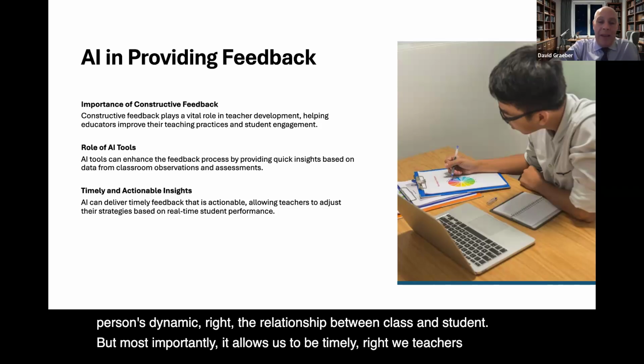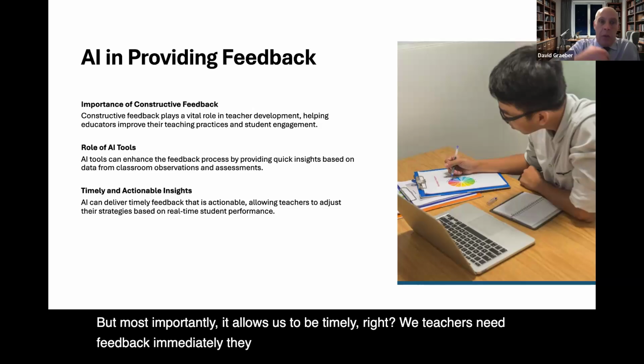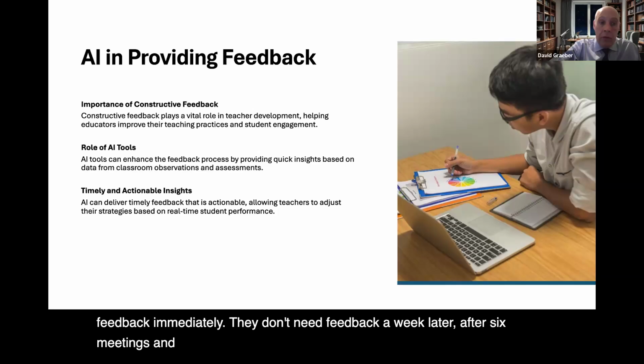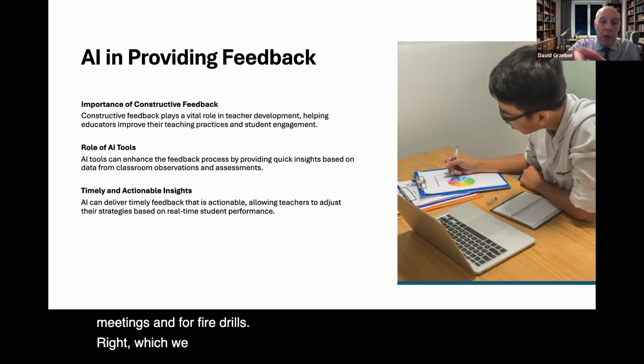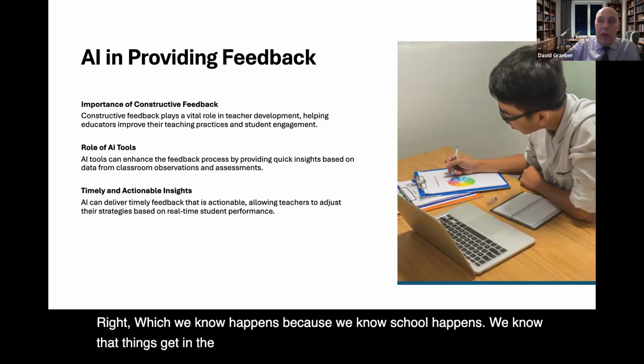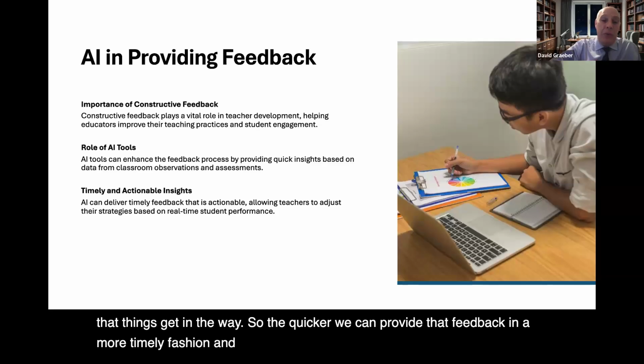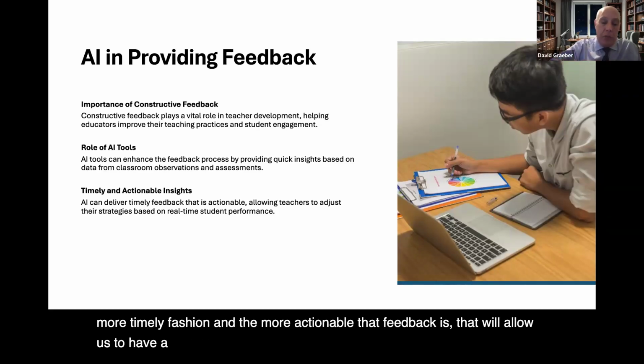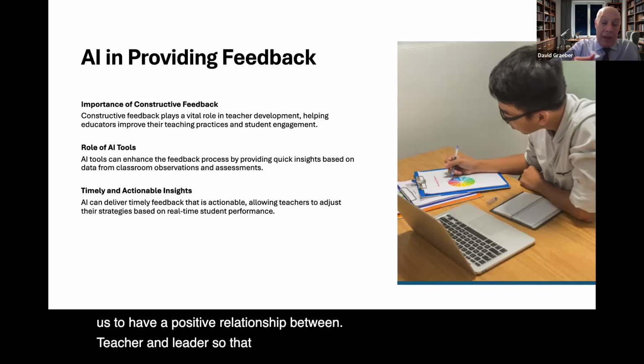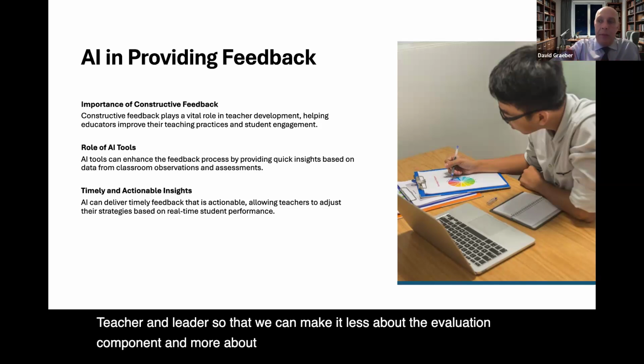Teachers need feedback immediately. They don't need feedback a week later after 6 meetings and 4 fire drills, right? Which we know happens because we know school happens. We know that things get in the way. So the quicker we can provide that feedback in a more timely fashion, and the more actionable that feedback is, that will allow us to have a positive relationship between teacher and leader, so that we can make it less about the evaluation component and more about the development component.